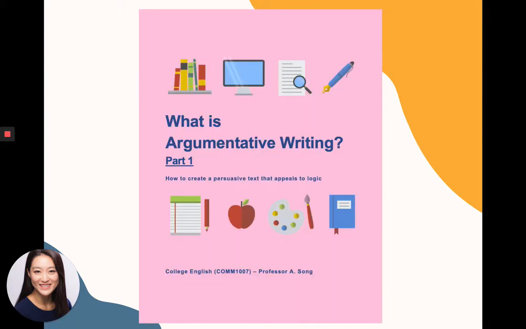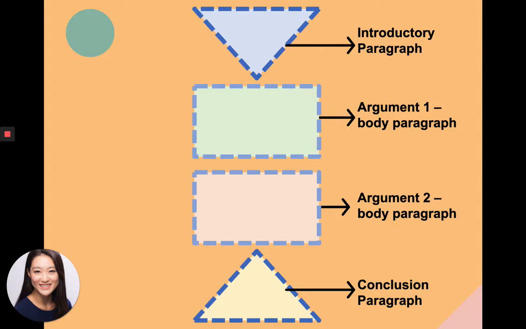And if you don't have this, there's a Word document on Blackboard so you can type your notes directly on that document. Now your argumentative essay should be 4 paragraphs long. We have the intro, argument 1, argument 2, and conclusion paragraph. In this video, we'll focus on the top upside down triangle, which is the intro paragraph.